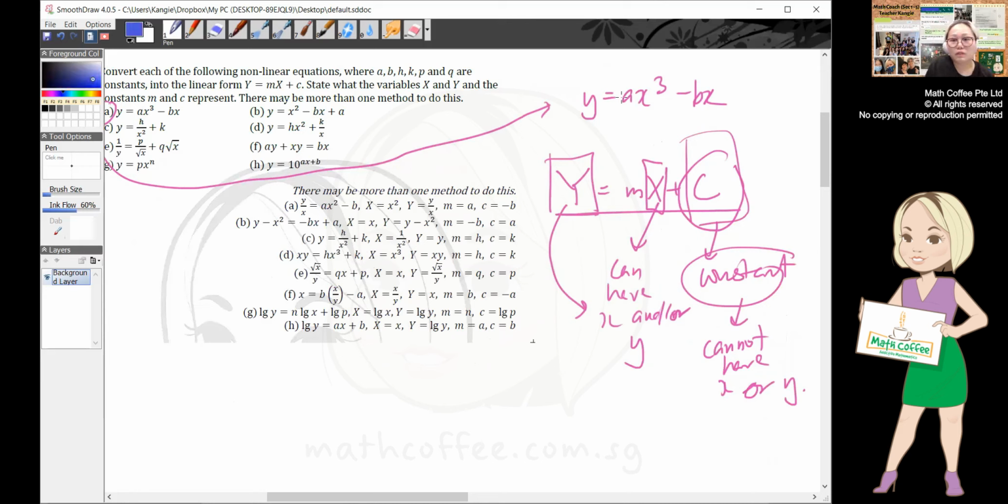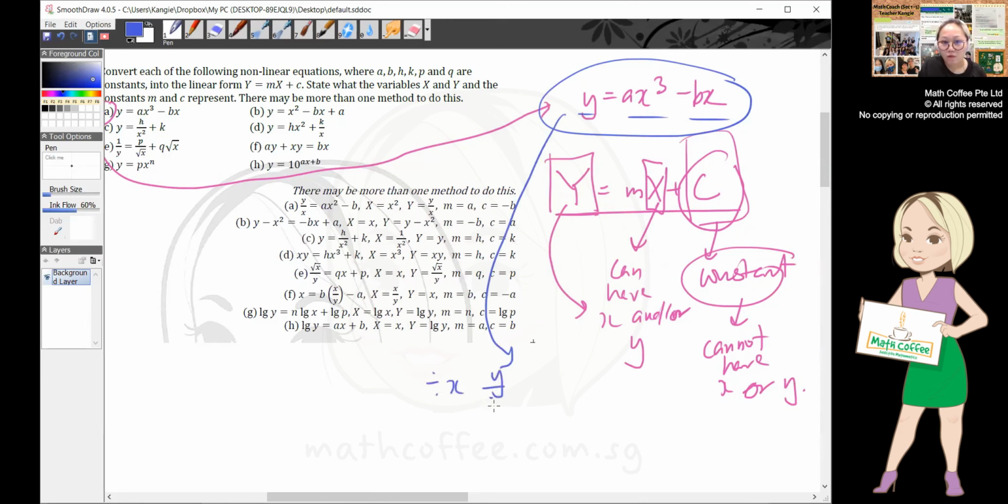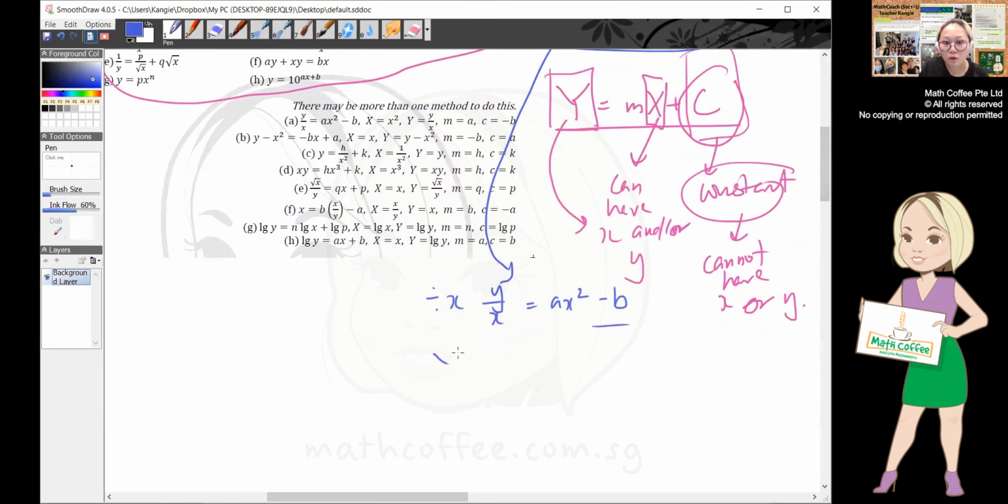So let's try out this one. You can see that all three terms have x and y. So I need to do something in order to get one of the terms to become a constant. For this one, it's pretty straightforward. I'm going to divide by x throughout. So I will get y over x equals ax squared minus b. Do you see that one term doesn't have any x and y already? That means I already fulfill the part whereby I can make up the constant. So in this situation, my big Y is y over x, my big X is x squared, my gradient is a, and my C is minus b.